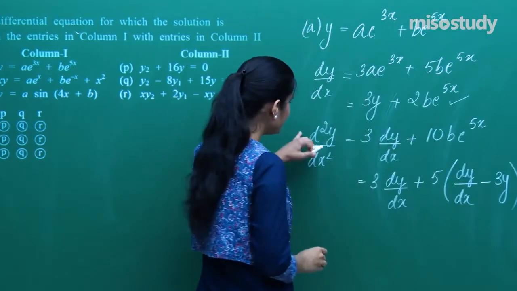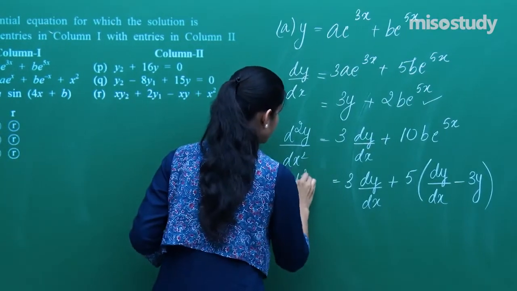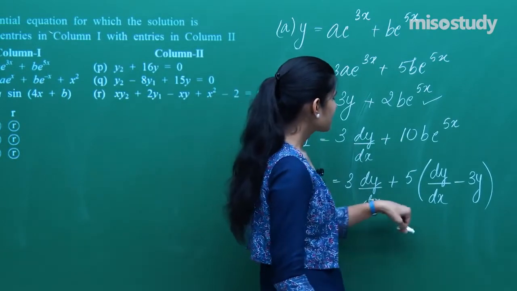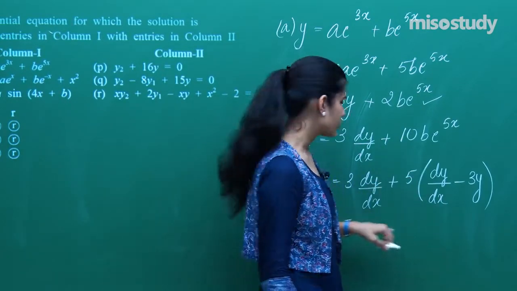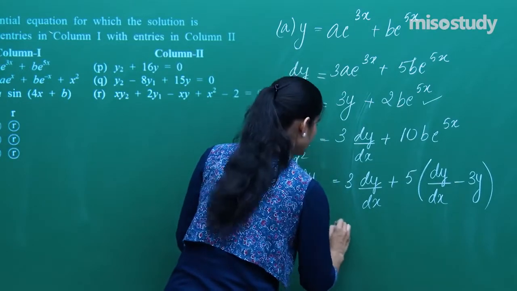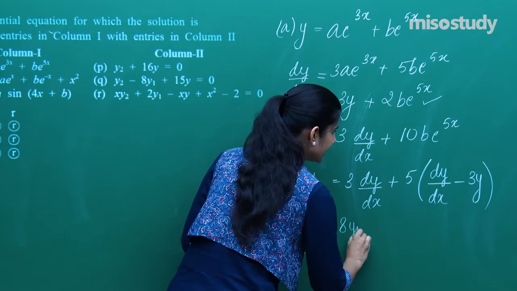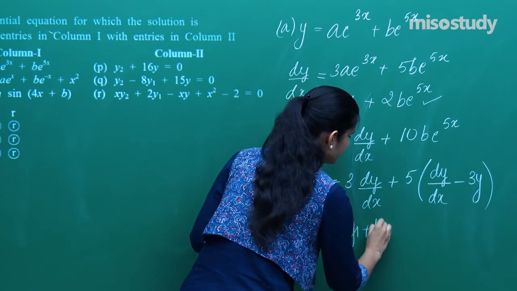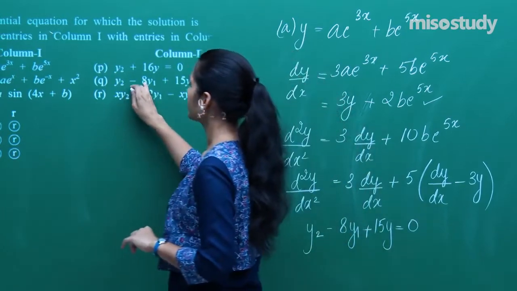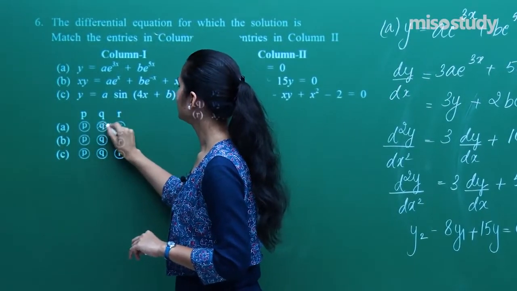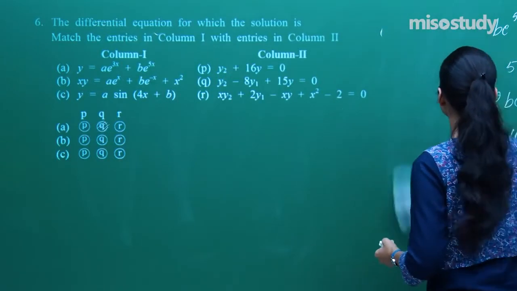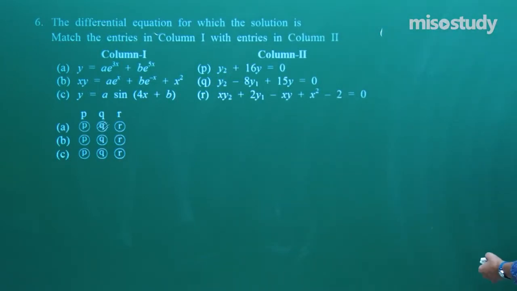So you basically have d square y by dx square, 3 dy by dx plus 5 dy by dx is 8 dy by dx. So d square y by dx square, y2 minus 8 dy by dx plus 15y equals 0. Right? So you have Q being shaded against A. Next you have what? Let's see. B. That is my B.